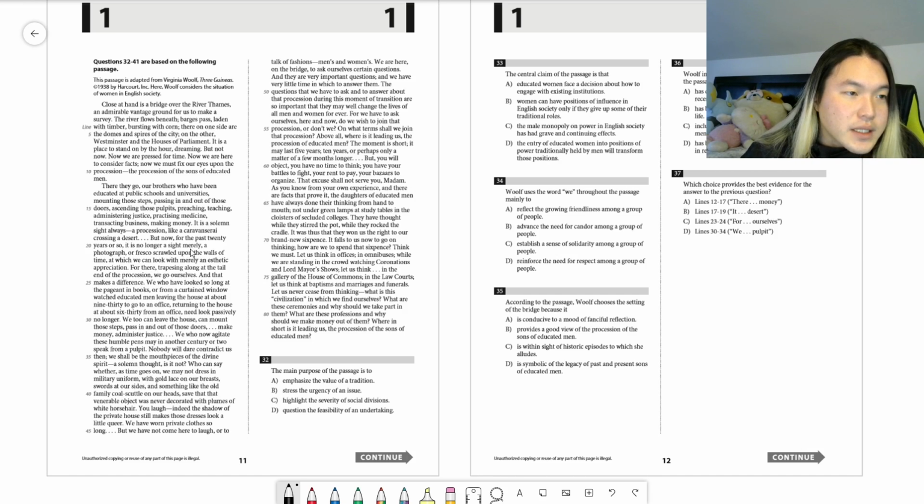So this is why it's so important to read the excerpt. So when Virginia Woolf says we, she's talking about women. So women are joining that commute to work. And that makes a difference.